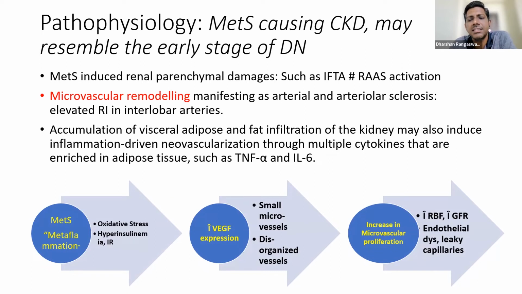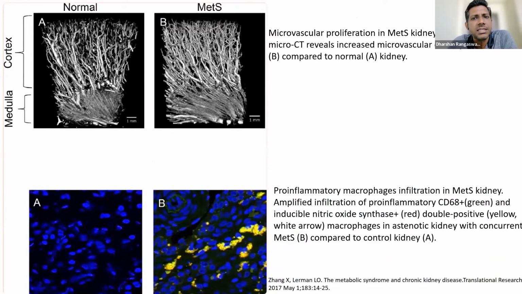At the end of the day, there is an increased renal blood flow and increased GFR because of the increased microvascular proliferation. This would simulate the early stages of diabetic nephropathy, that is, the hyperfiltration. This hyperfiltration will further contribute to the decline in the GFR later. And this neovascularization has endothelial dysfunction. They have leaky capillaries, which contribute to albuminuria. This has been proven in animal studies where they have done micro-CT, which clearly shows increased neovascularization among patients with metabolic syndrome. And it's not just neovascularization, but there are also CD68 positive macrophages. There are inflammatory cells in the kidney tissue secondary to fatty infiltration.